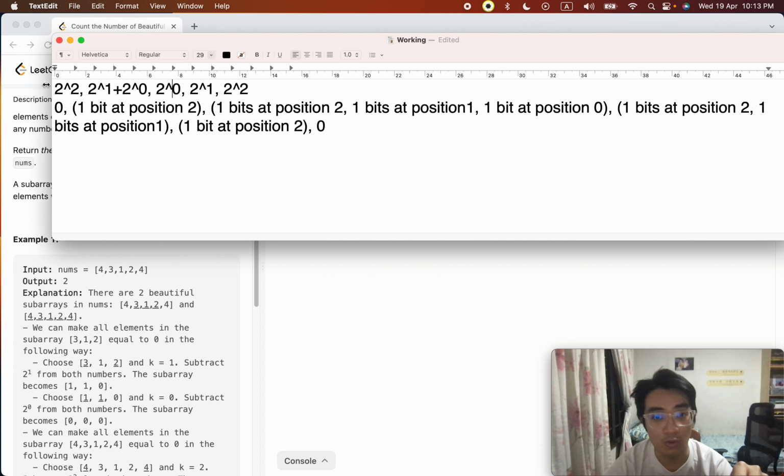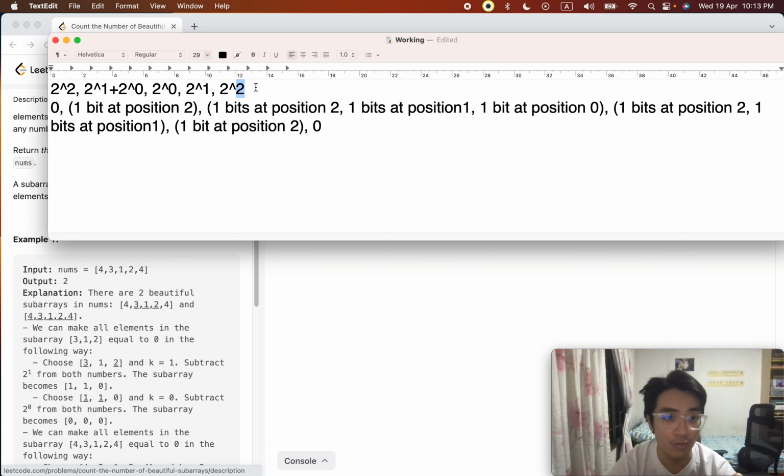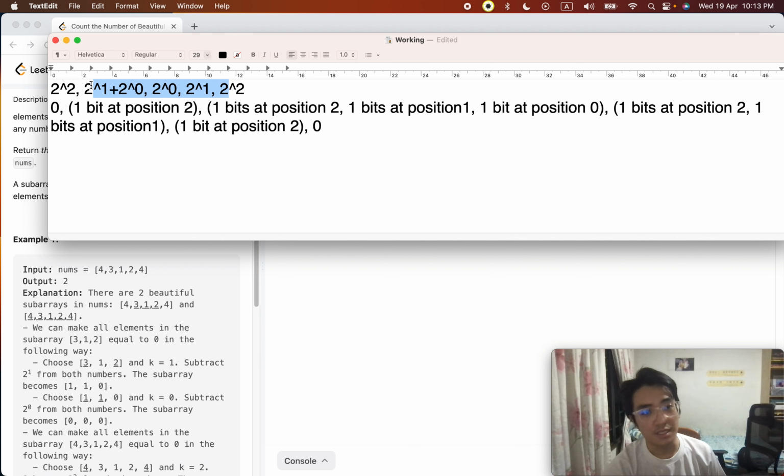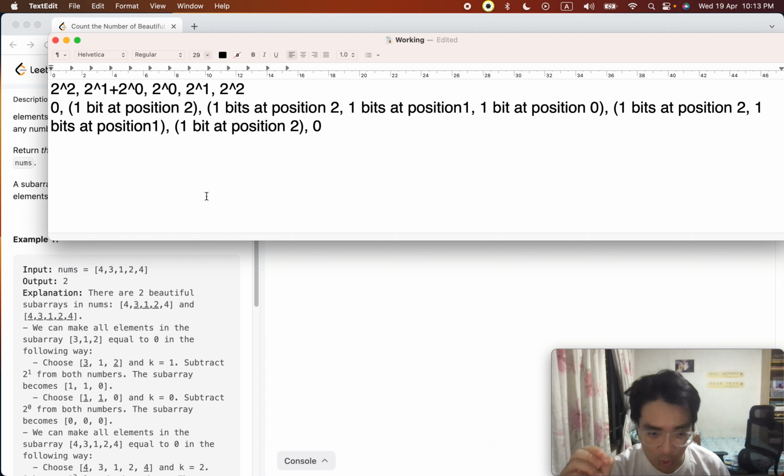This is also a beautiful subarray, the whole array, because you can subtract this, you can subtract this, and the middle part is a beautiful subarray. So there are 2 beautiful subarrays as a result. I hope you understood that.